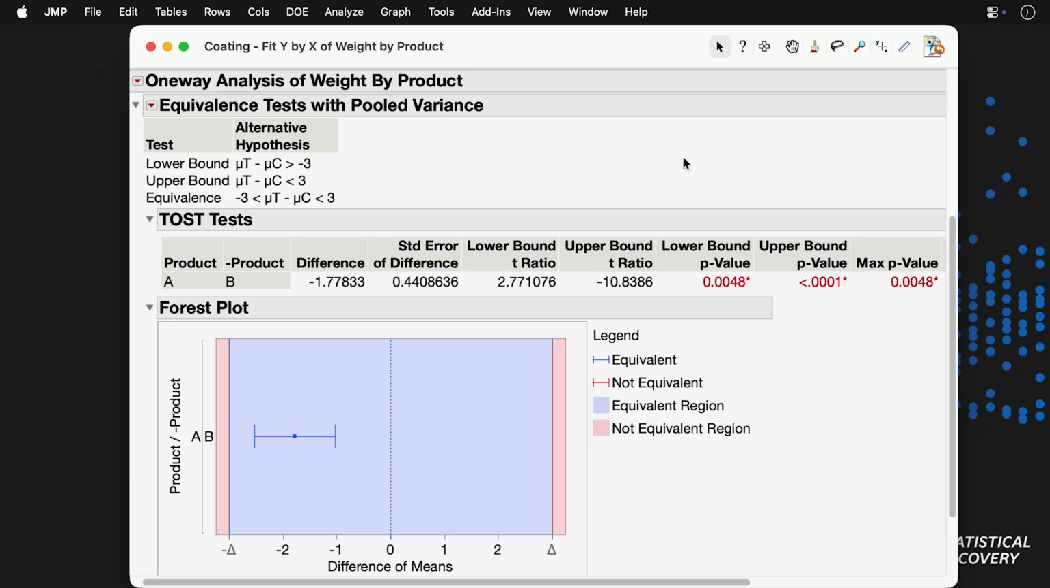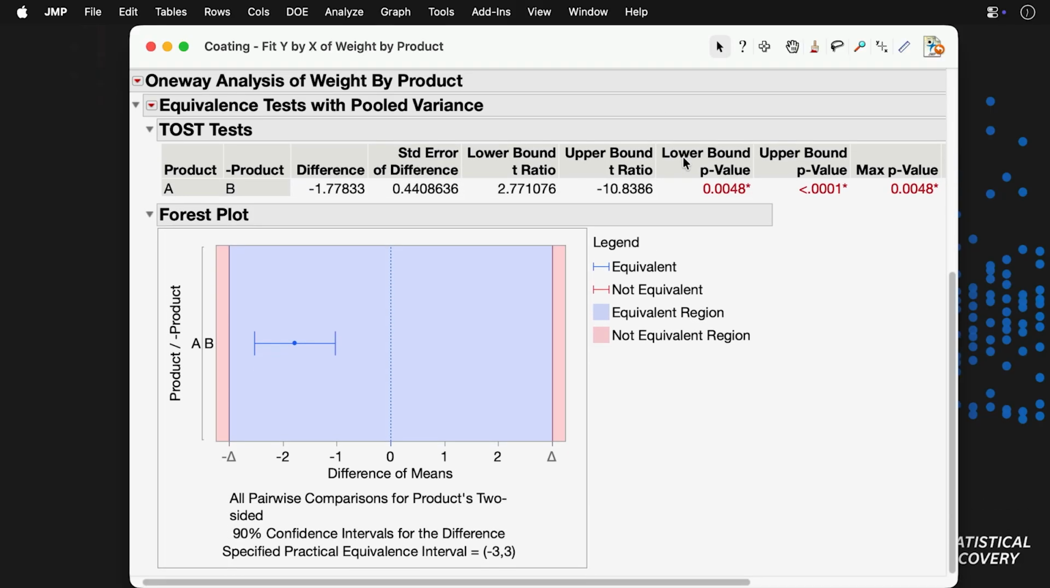The forest plot below can help interpret the results. The x-axis represents the difference between means, and the blue region corresponds to the region of practical equivalence. The observed difference between means and the 90% confidence interval on that difference are contained entirely within the blue region, indicating practical equivalence. See the Equivalence Tests red triangle menu for more options.